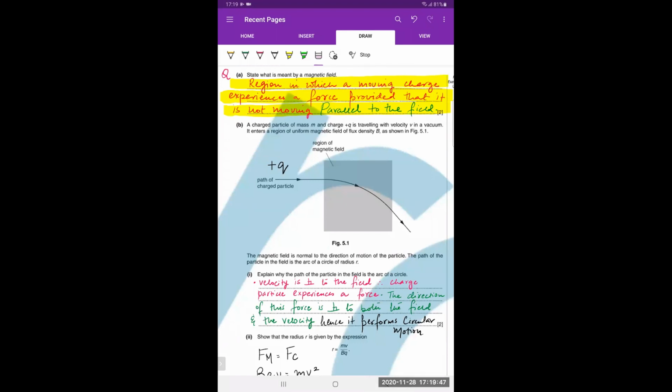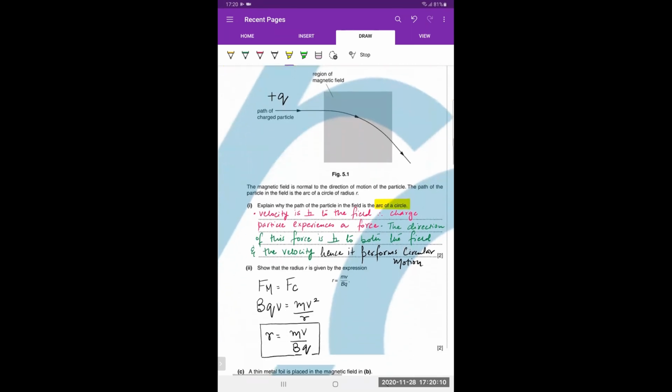Okay, again the same wording that I was repeating a little while ago. Your answer should be something along these lines. First point, velocity perpendicular to the field. Therefore, the charge experiences a force. Second point, the direction of this force is perpendicular to both the field lines as well as the velocity. Hence, it performs circular motion.